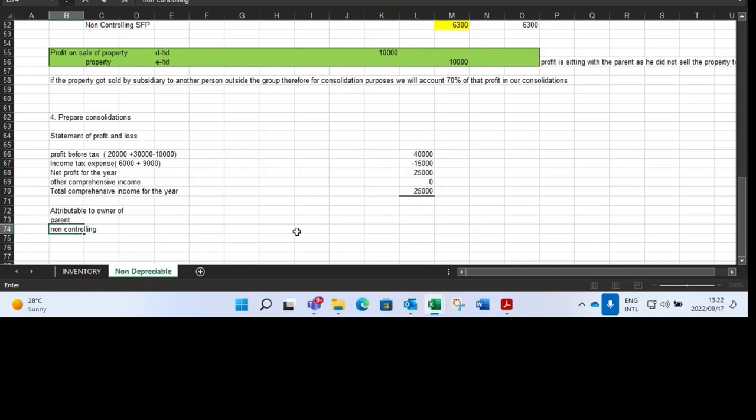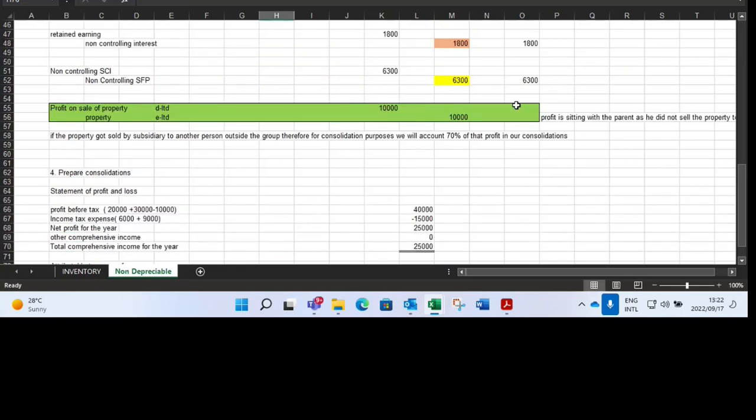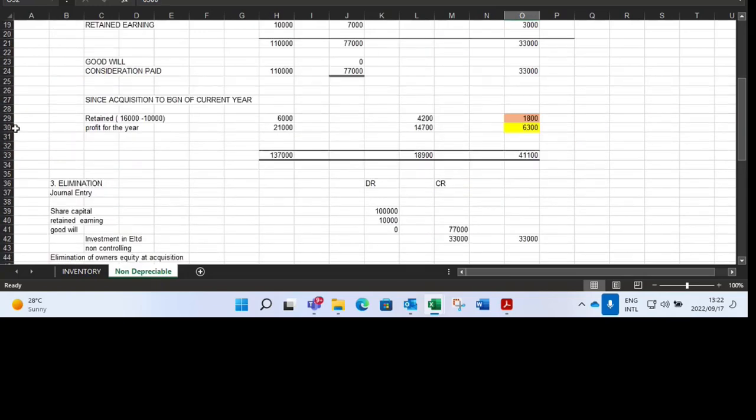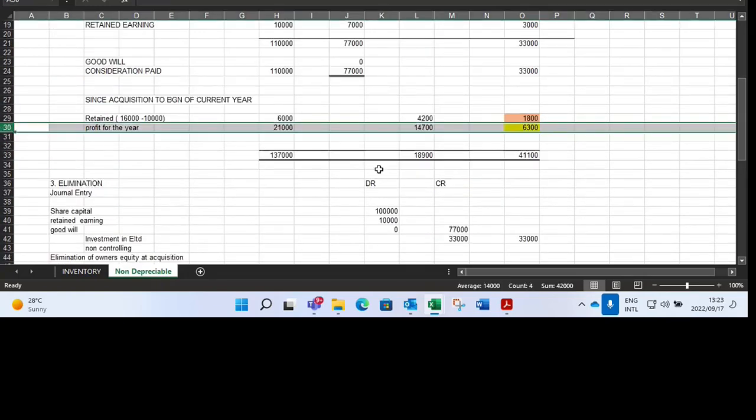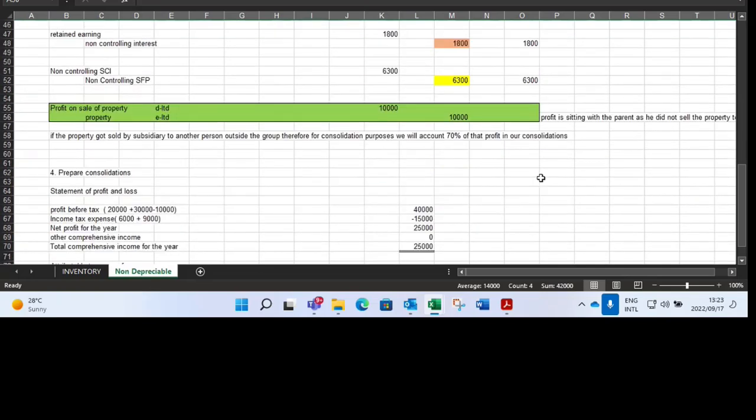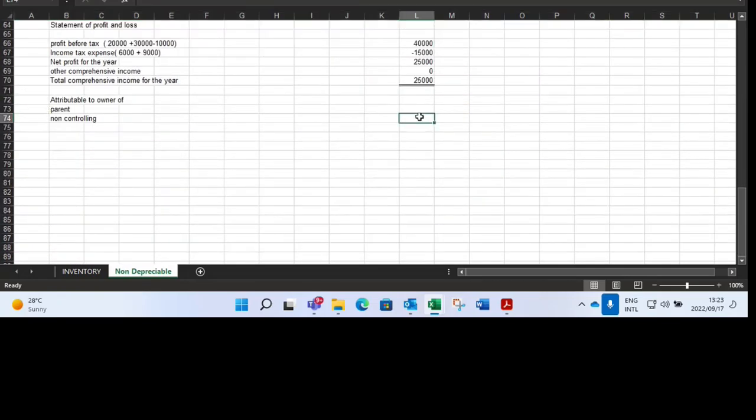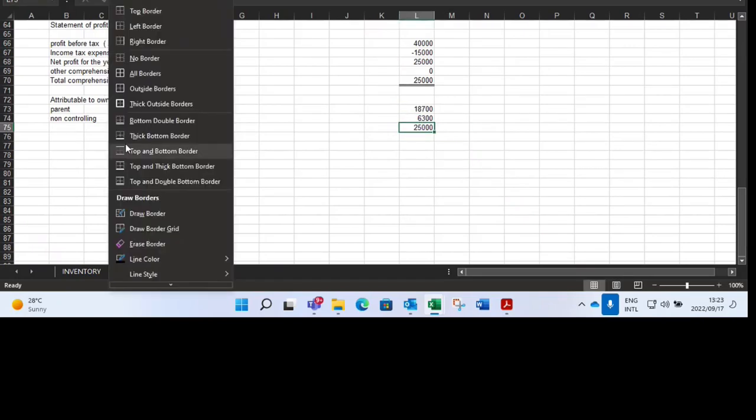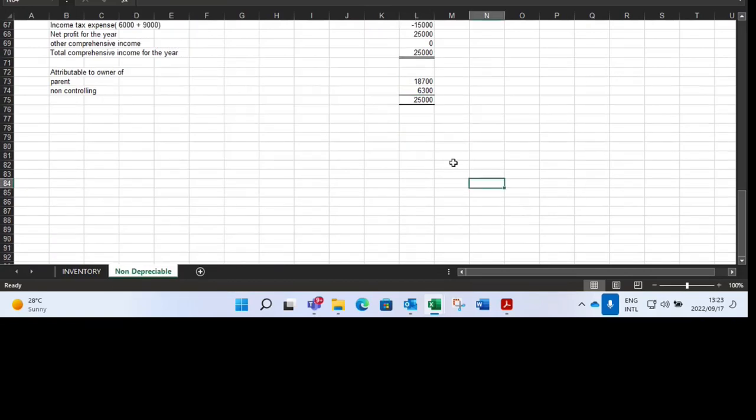The profit we realize for non-controlling is how much? It is this one, the 6.3. You remember the one which came as a result of the profit of the subsidiary alone. So we're going to say 6.3. So the difference between 25,000 and 6.3 is how much? $18,700. Any question so far?